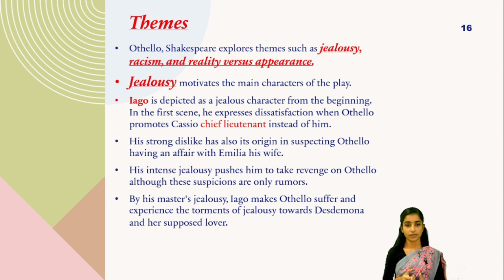A strong dislike also has its origin in suspecting Othello of having an affair with Emilia, his wife. His intense jealousy pushes him to take revenge on Othello, although these suspicions are only rumors. By having these rumors, he creates an extreme level of manipulation. And with this master plan of jealousy, Iago makes Othello suffer and experience the torments of jealousy towards Desdemona and her supposed lover, Cassio.